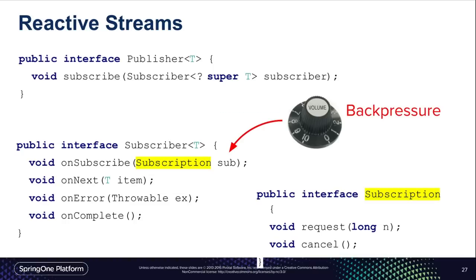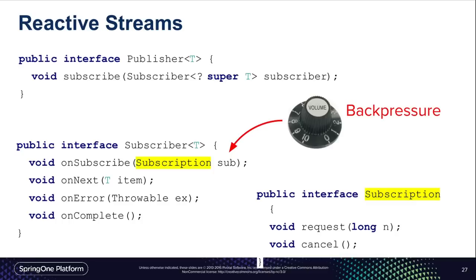This shows you the main interfaces. You have a publisher and a subscriber. And when we have a subscribe between a publisher and a subscriber, the subscriber receives a subscription. And the subscription gives you 2 methods. You can see the request and the cancel, which provides the basis for the backpressure. So you can request more items or you can cancel. And what the number n means is really left unspecified.